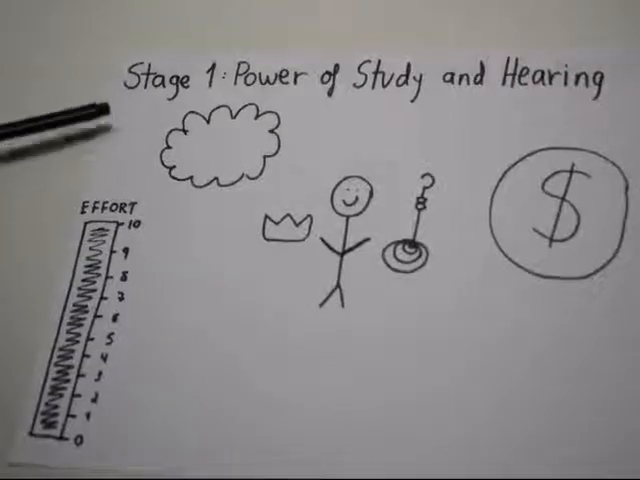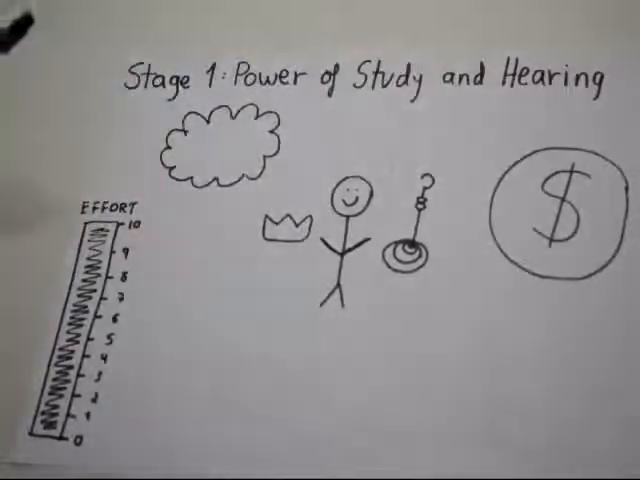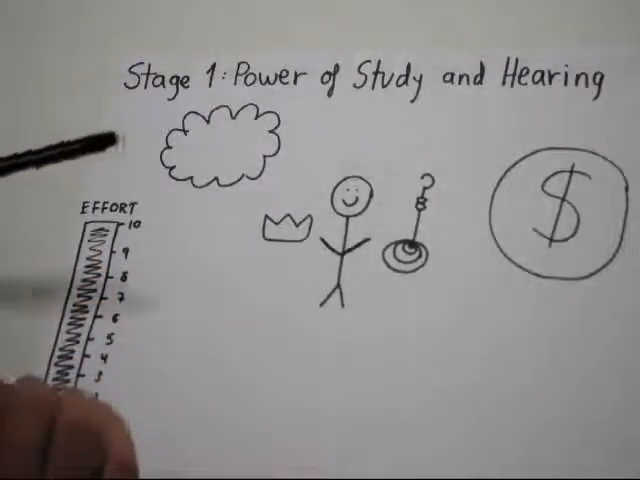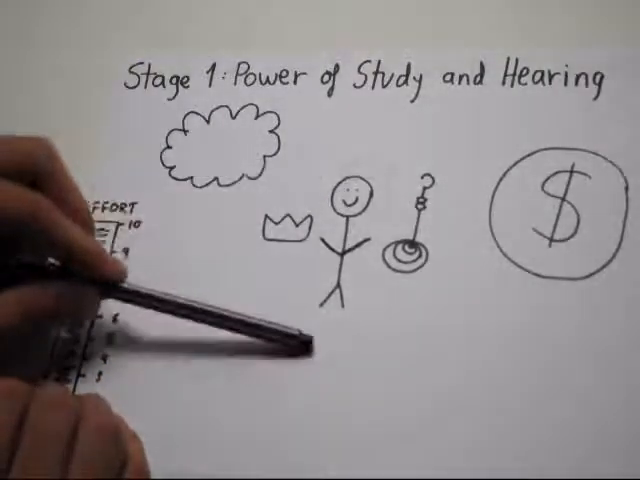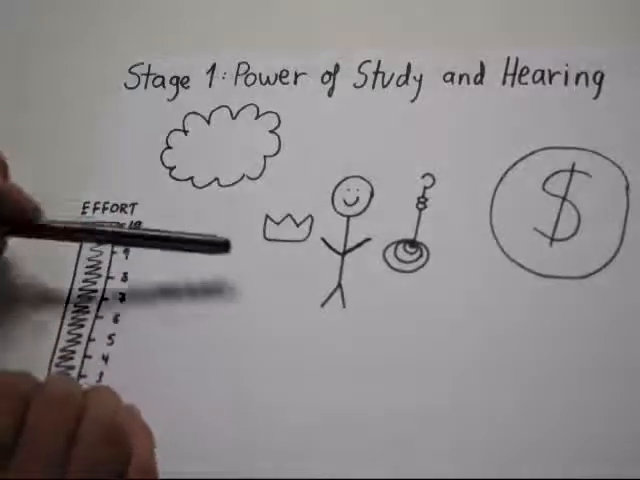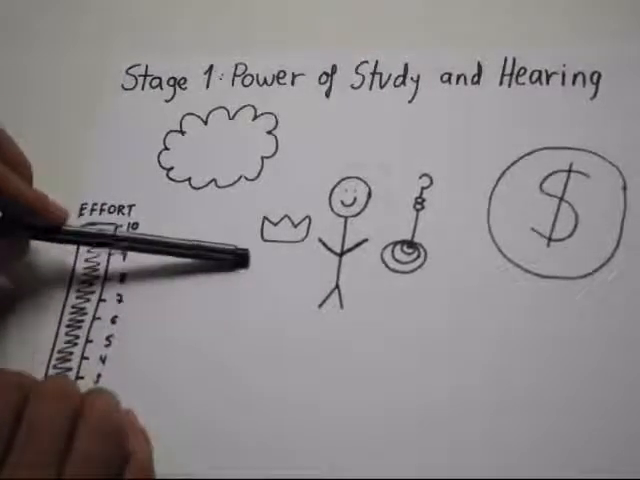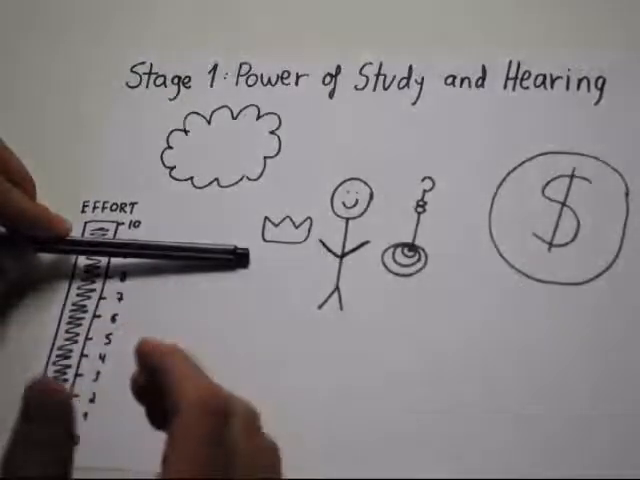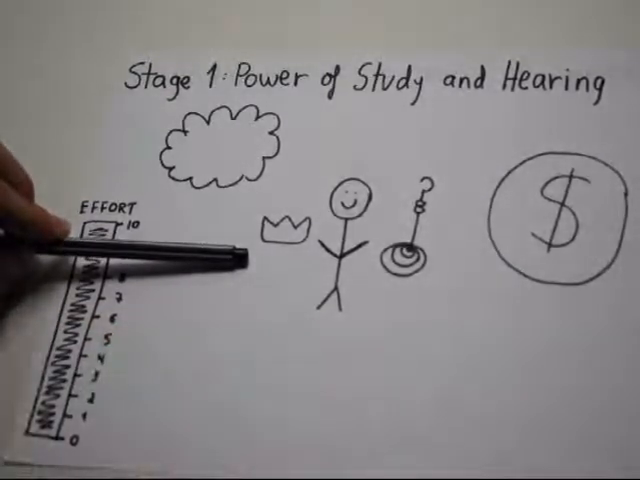Stage number 1. Power of study and hearing. This is the first stage of Samatha meditation, which requires absolutely no preparation. Here we have a regular man who wants to initiate this process. Here we have a crown that represents clear understanding, and as you can see, the man is not wearing it since he hasn't yet got a clear understanding of life at this moment.